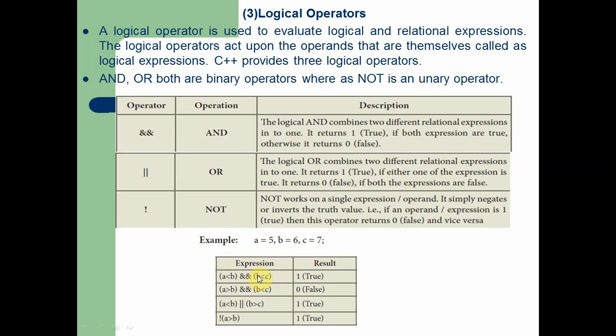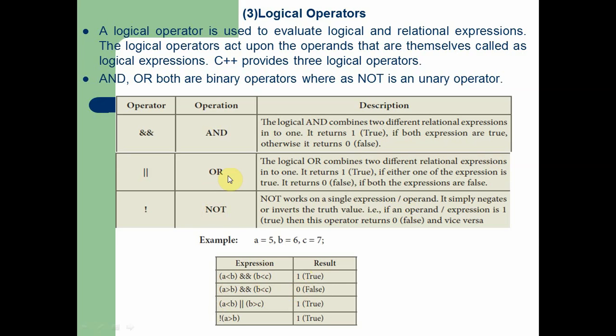So both expressions return true, then only the AND operator returns true. If any one of the expressions is false, then it will return false. See here, a greater than b, of course not. So the first expression is false, the second expression is true because b less than c, 6 less than 7. So then the AND operator will return false.